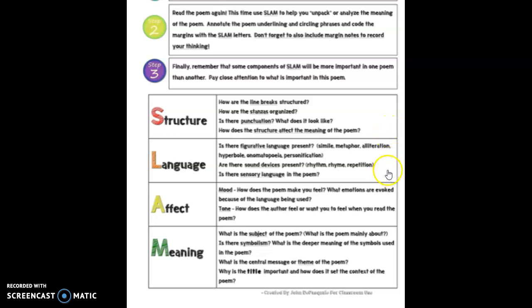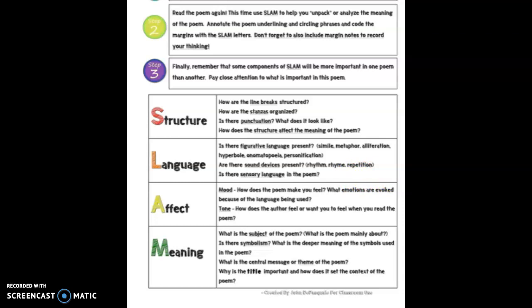The language, again, is there figurative language present? Are there any sound devices, right? The rhythm, the rhyme, the repetition. We talked about refrains yesterday as well. Is there any sensory language in the poem?